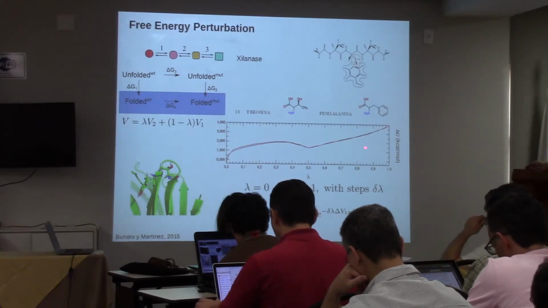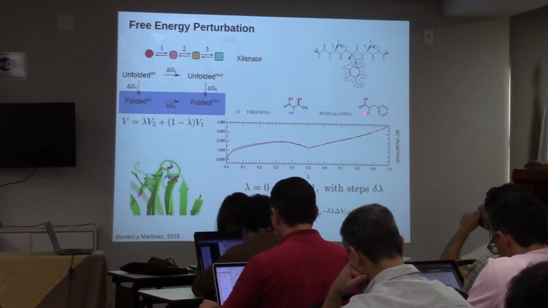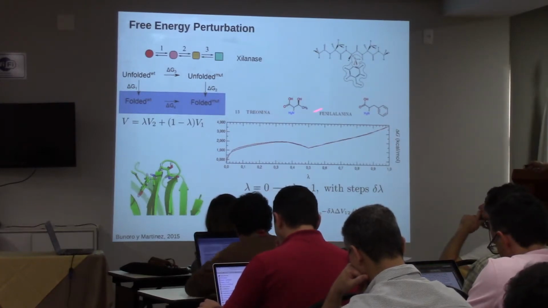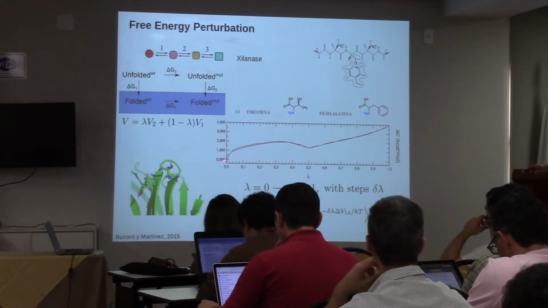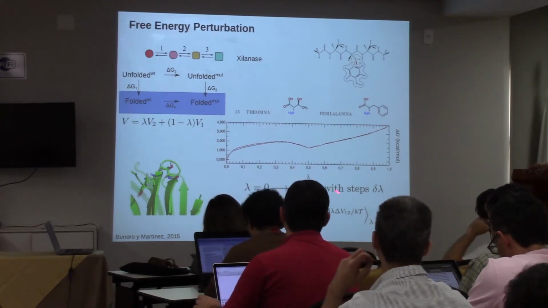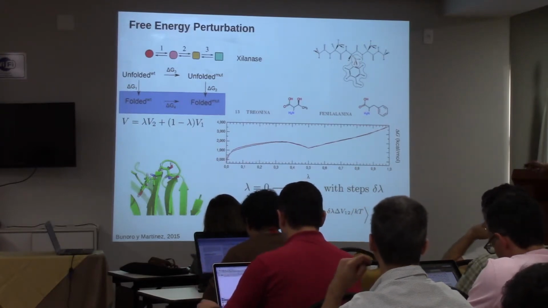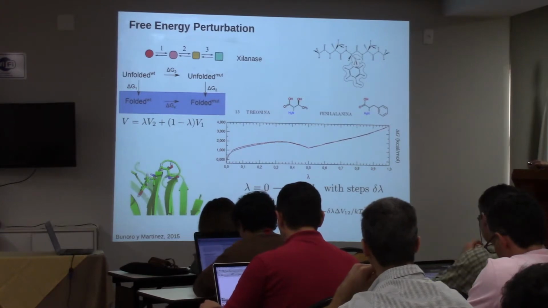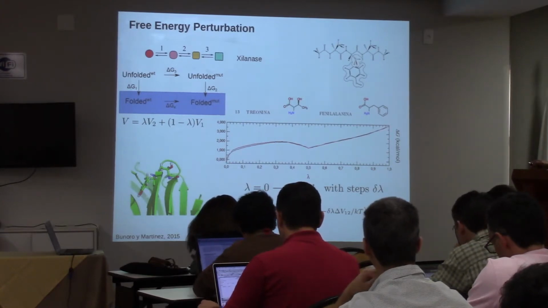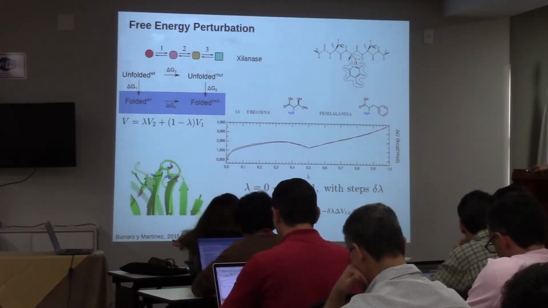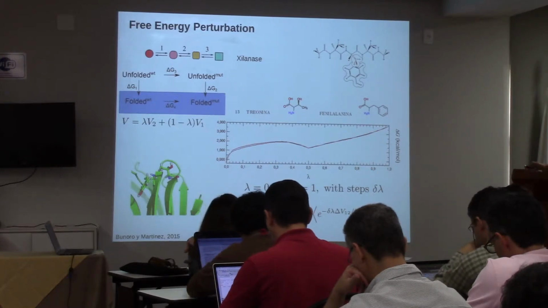And this is harder or easier depending on how different the initial and final states are. If the initial and final states are very different, you have to use steps delta lambda which are very short, in order that the transformation be very, very gentle along all the reaction coordinate. Okay? No doubt?